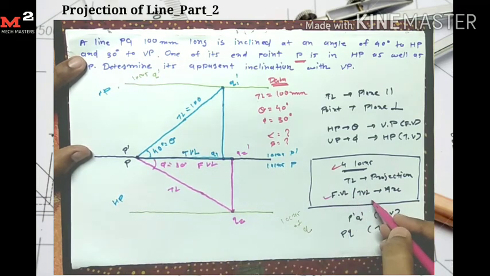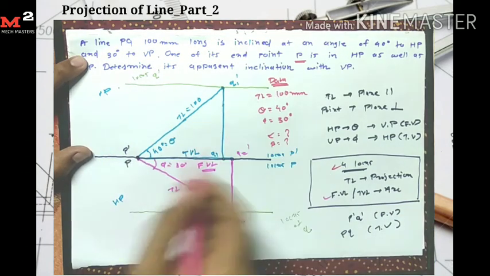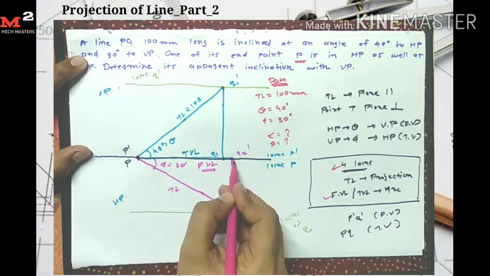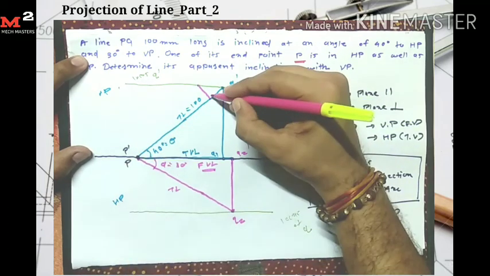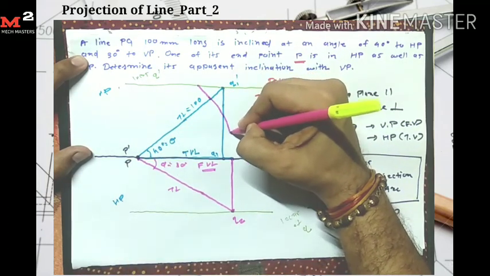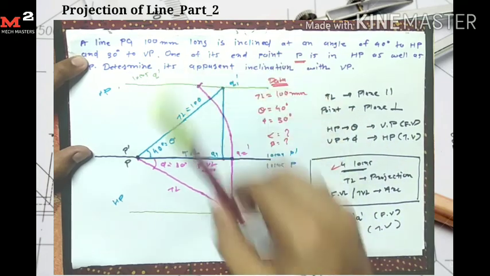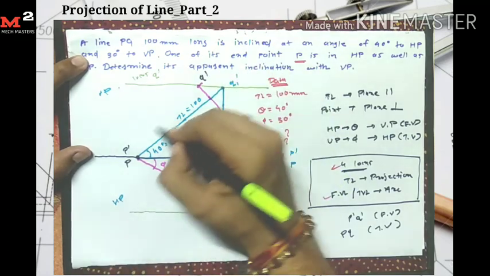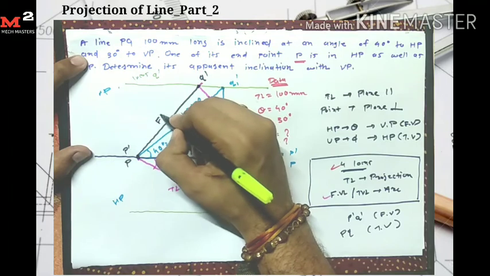From the front view length and top view length I simply draw the arc. I get the point Q dash on this locus. Now I take P as a center and P Q2 dash as a radius. I draw one arc which intersects here. So I get my final point Q dash here. So this P dash Q dash is my final front view.